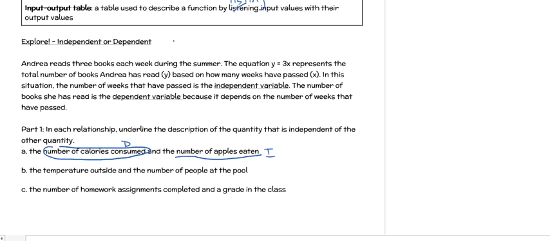Yeah, granted, in the real world, you're eating other things, but in this situation, you're looking at the relationship between these 2 quantities. B, the temperature outside and the number of people at the pool. So which is the independent one? And sometimes it's easier to identify the dependent variable, okay?